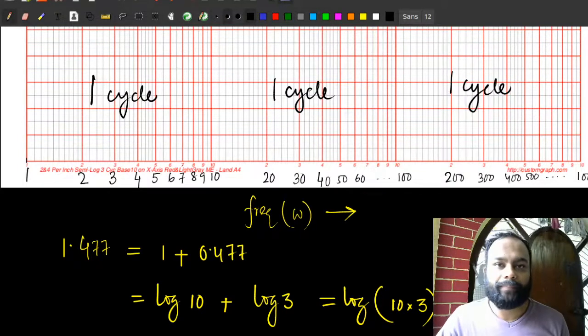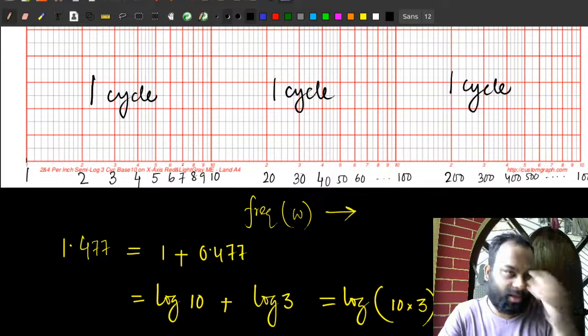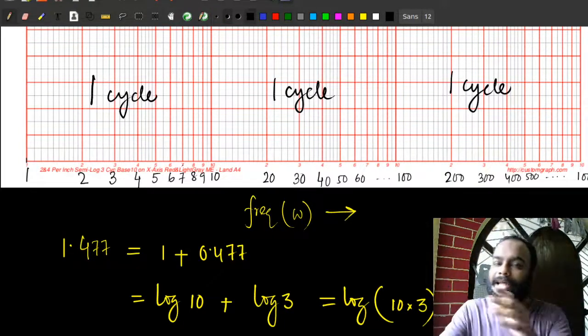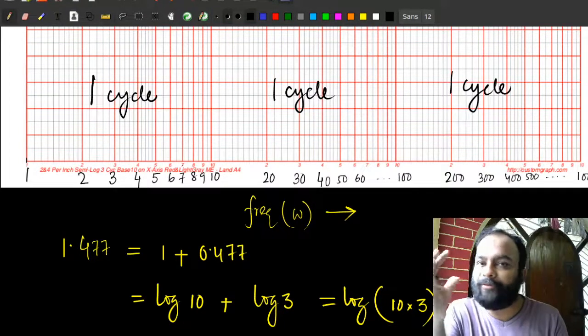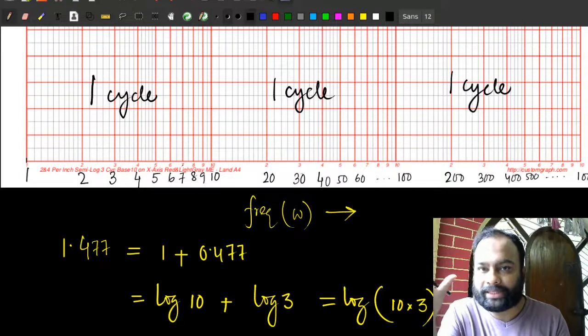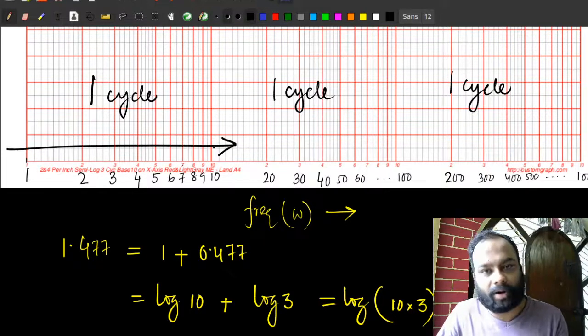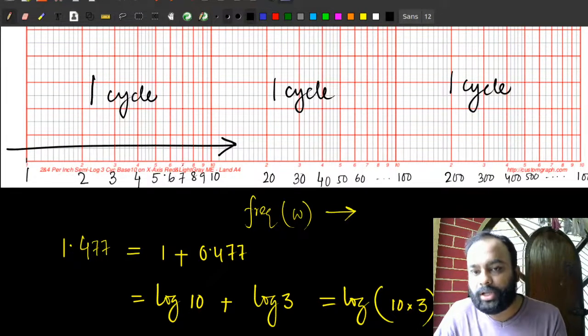Okay, so in this particular example, this is a 3-cycle graph paper. Okay, right? So how many cycles in the logarithmic axis do you have? You have 3 cycles in the logarithmic axis, right? This is the logarithmic axis, the horizontal axis is the logarithmic axis here, or rather the frequency axis we are going to use. This is a 3-cycle graph paper. And what kind of 3-cycle graph paper?